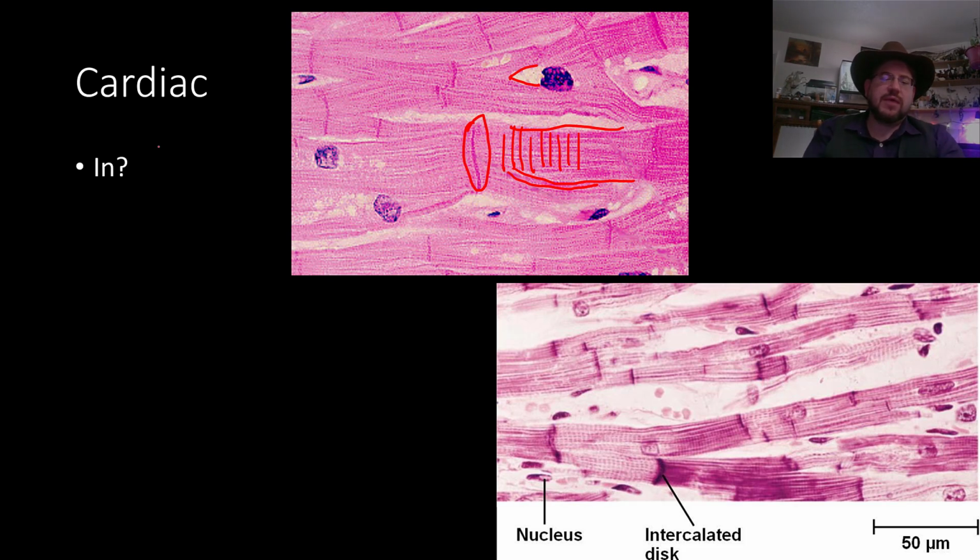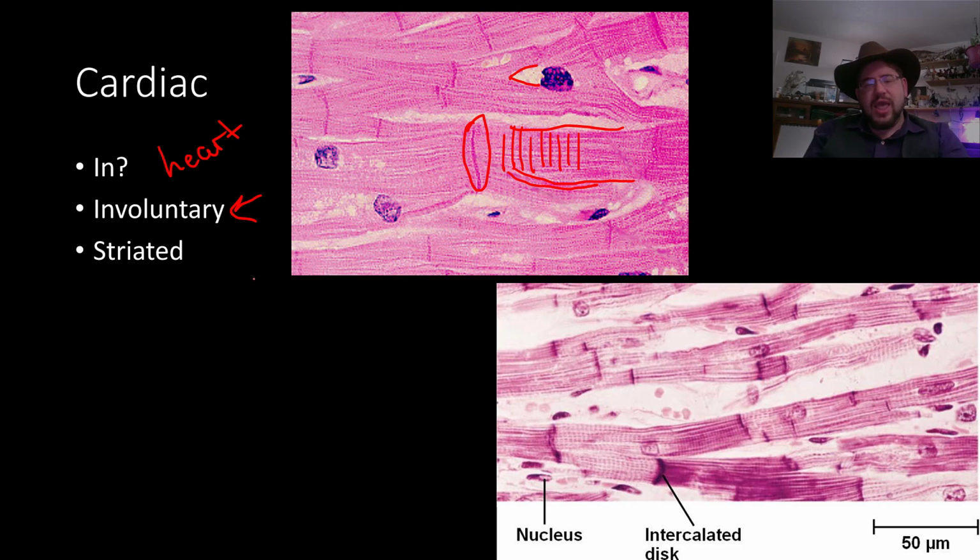So cardiac muscle obviously in the heart, derp. Again, involuntary. You don't want to have to mentally control your heartbeat. You don't have to be like, okay, move the blood, move the blood, move the blood. Hey, a bird, I'm dead. Striated, indicating the high degree of contraction that can occur.